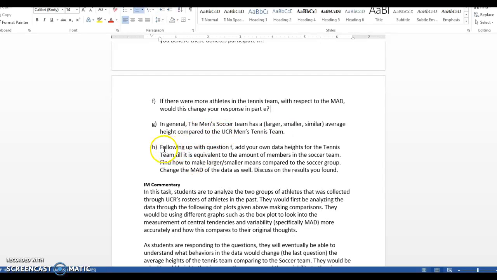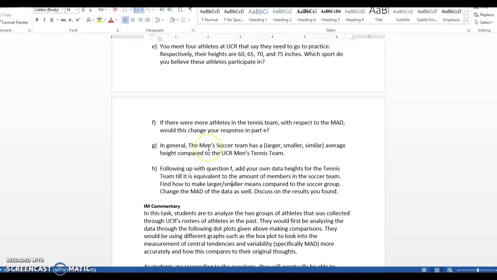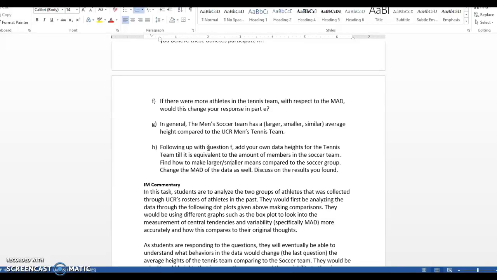And then finally, I want them to expand their reasoning on what would change the mean and medians of the tennis players if we were to add more variability and more outliers, and just play around with the data and see how that changes and how this relates to the soccer team as well.